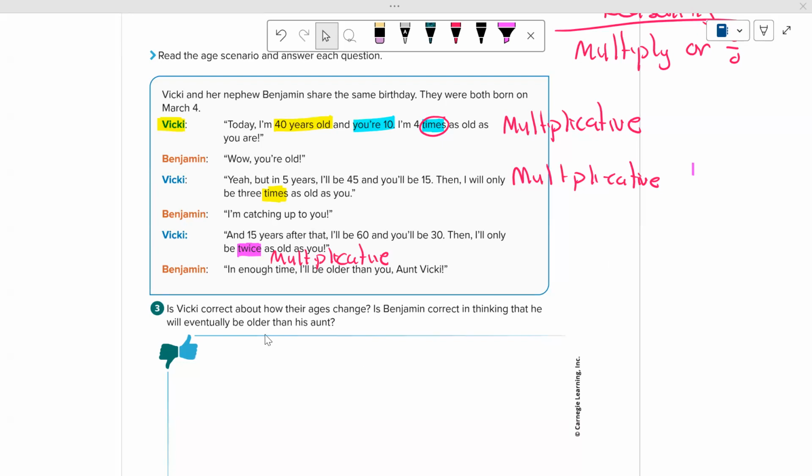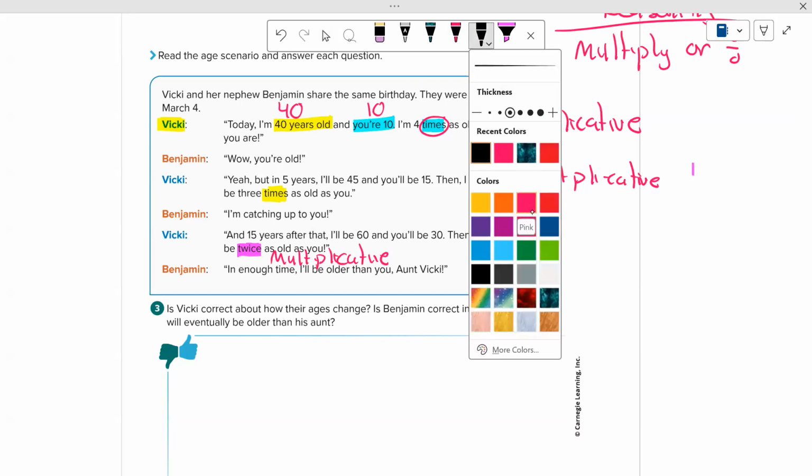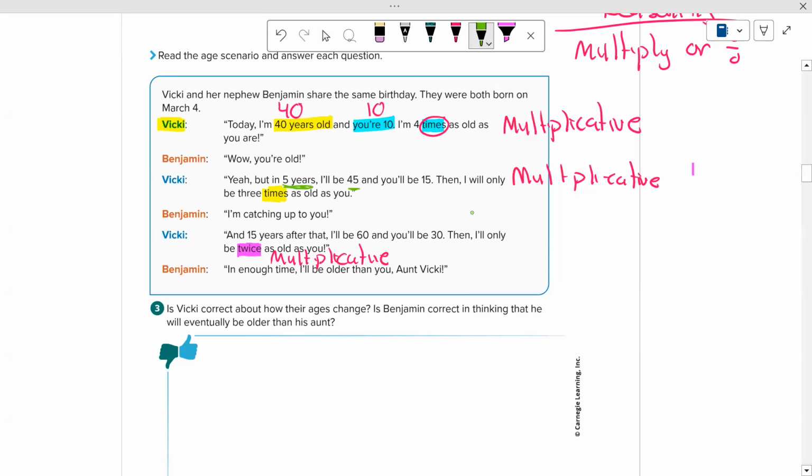So the question was, is Vicky correct about how their ages change? Well, let's look at that. Vicky first stated, I'm 40 years and you're 10. That is 4 times. 10 times 4 is 40. I agree with that statement. Let me change colors. I like green. In 5 years, I'll be 45 and you'll be 15. That's interesting. So they said 3 times. Okay, this one said 4 times. This one said 3 times. That is true. 15 times 3 is 45.